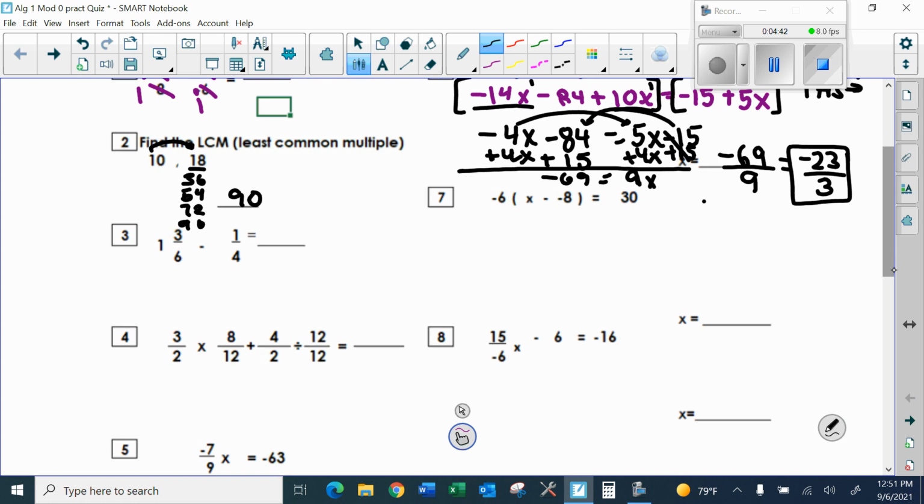Now you could go with your primes. Doing your primes, 10 breaks down to 2 times 5. And 18 breaks down to 2 times 3 times 3. And I have to contain each of those. A repeat, I don't do repeats, so 2 and 2, I only need one of them. But then I need 2 3s, and I need a 5.